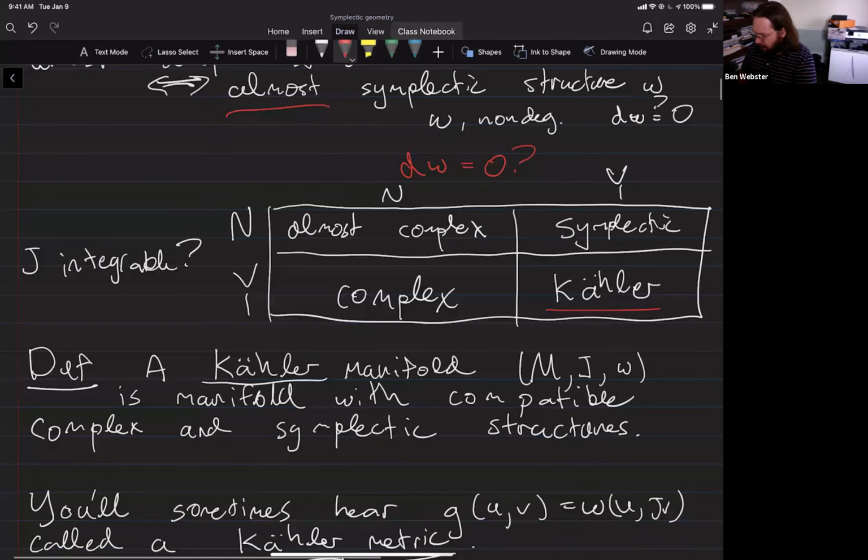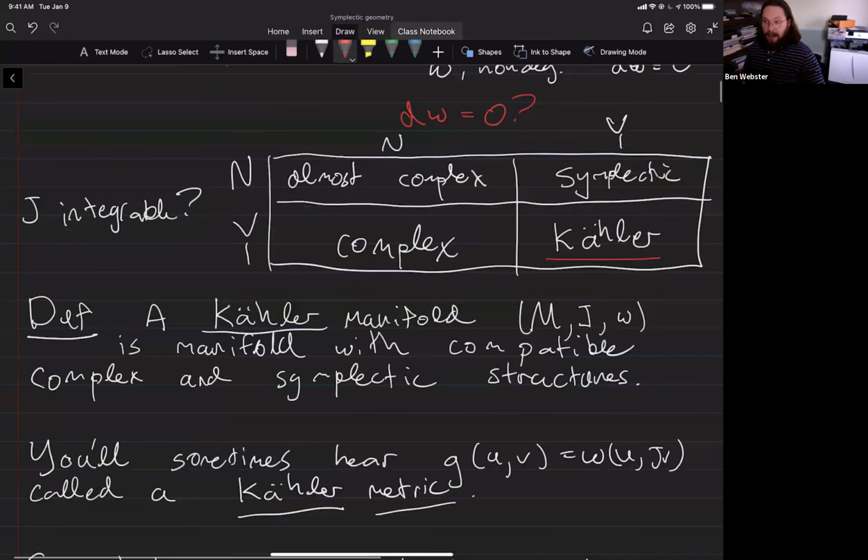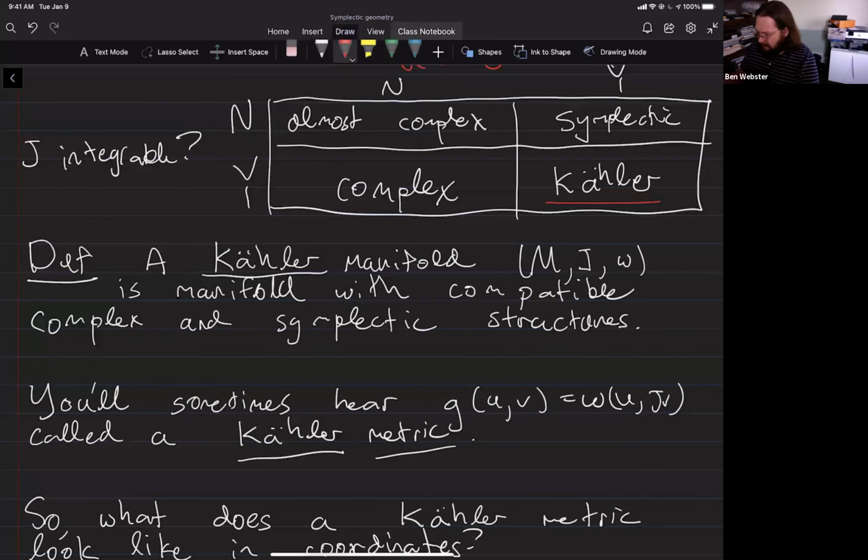So a Kähler manifold is a manifold that has a complex structure, a symplectic structure, and they're compatible with each other in the sense that we discussed before, which exactly means that if I take the symplectic structure, I apply it to a vector, I apply it to J times another vector, that gets me a metric. And so different people will kind of emphasize different aspects of this. Some people will emphasize the metric and say this metric is a Kähler metric. But what that means is when you use this same formula to define omega, you get a two form that's closed.